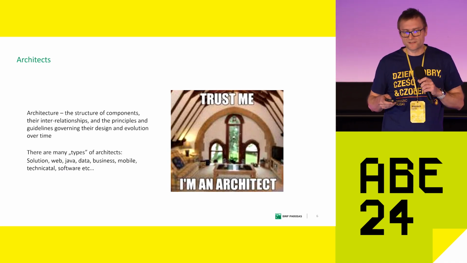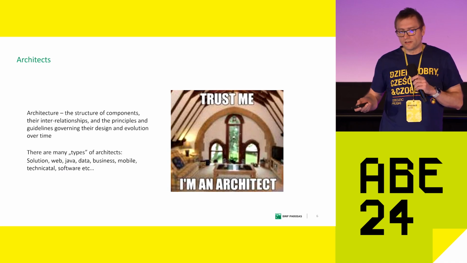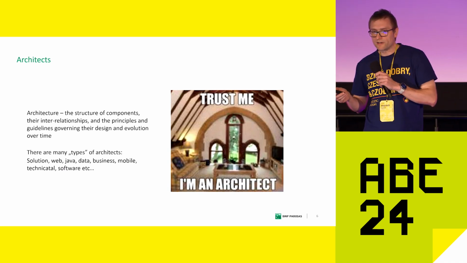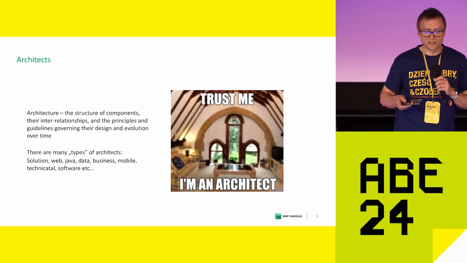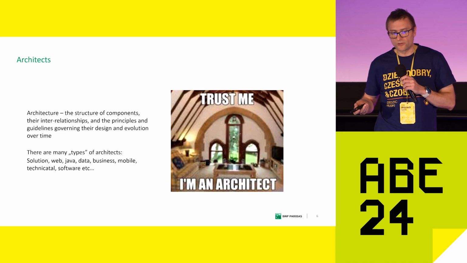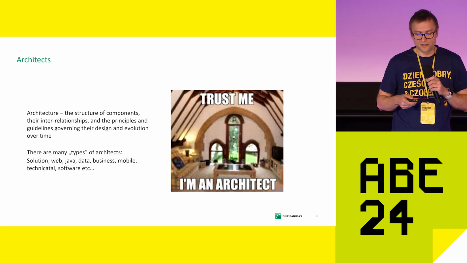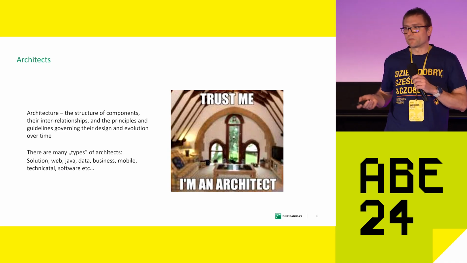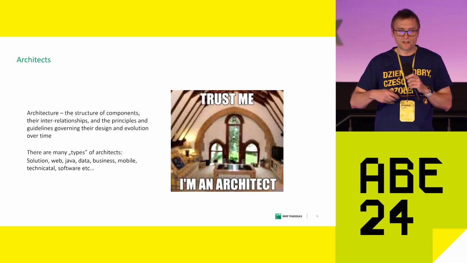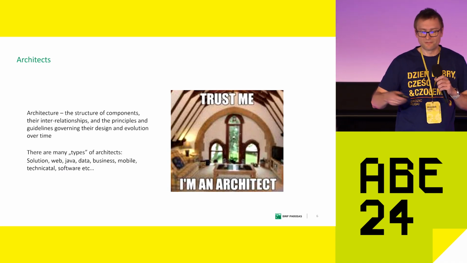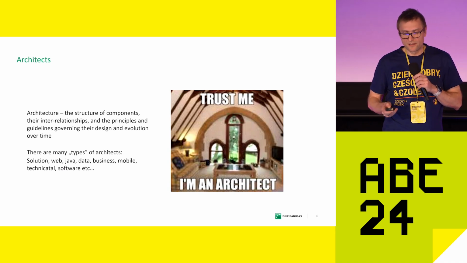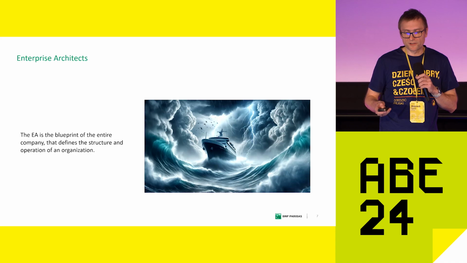So the architecture is some kind of model, sometimes of the system, sometimes of the whole enterprise, sometimes of part of the enterprise, and all the components that are inside of the system, all connection interfaces, how the data flows inside the particular components. And there are many types of architects: solution architects, enterprise architects, data architects, cloud, Java, network, you name it. There are, I think, lots of, maybe even hundreds, flavors of architects. And one of these flavors is enterprise architects.